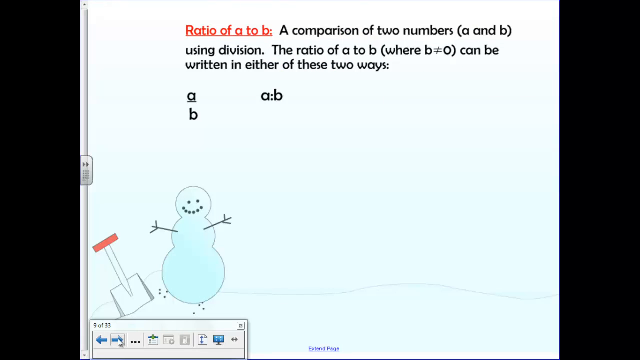The ratio of A to B. Here's a definition for you. Ratio of A to B. It's a comparison of two numbers, A and B, using division. The ratio of A to B, where B does not equal 0, can be written in one of two ways. So you've got a blank, you can fill these all in. We can write it as A over B or A to B. Just a ratio, just like what we just did with those examples.